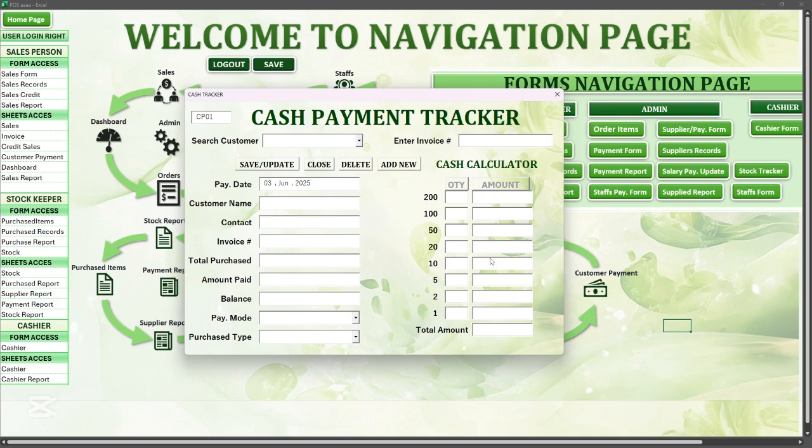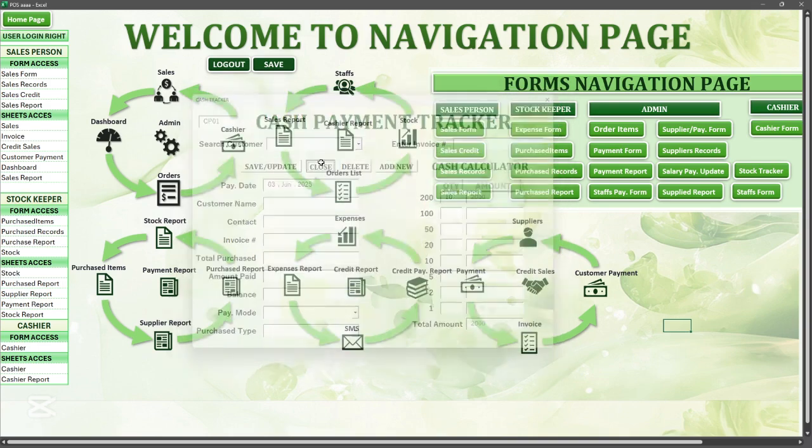In case a customer brings a huge sum of money, the cashier will just enter the denomination. So if 200 cedis is 10, you see the system will automatically calculate. By the time the cashier finishes entering all the denominations, the cashier will know the total amount. So there's no need for the cashier to go for any calculator before he can know the amount of money a customer has given to him or her.